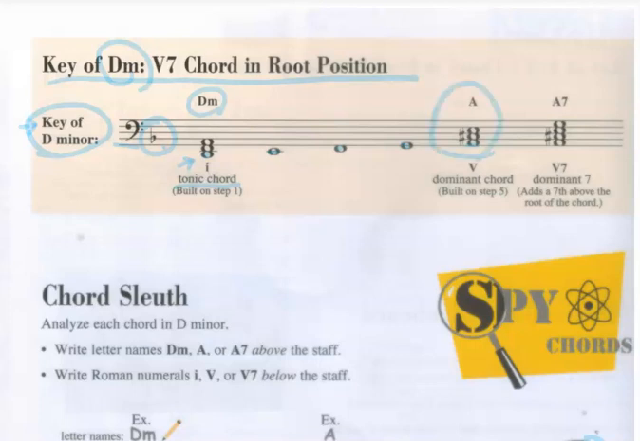And here, if you look at here, this is A chord. A chord is also called dominant chord or 5 chord in D minor. It's built on step 5. A is step 5. 1, 2, 3, 4, 5. Fifth step of D minor scale. So that's why it's called 5 chord.